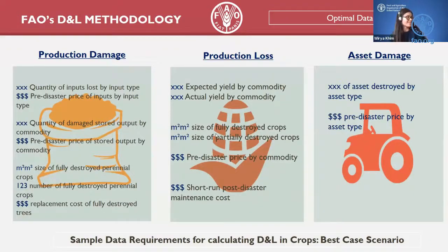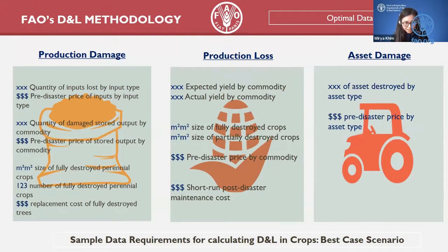So this is an ideal case scenario. In an ideal case scenario, this is how it looked. You will have all of the data and information for each of the subsectors and subcomponents here. So in the production damage, you will have all of this detail of the information and data listed in this slide. I will not go through all of the detail.